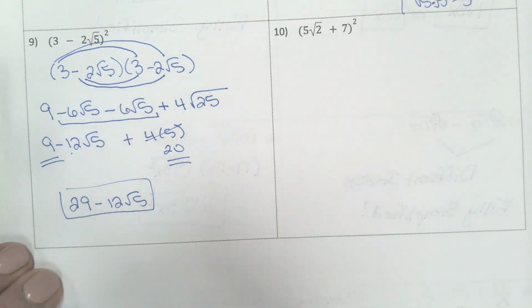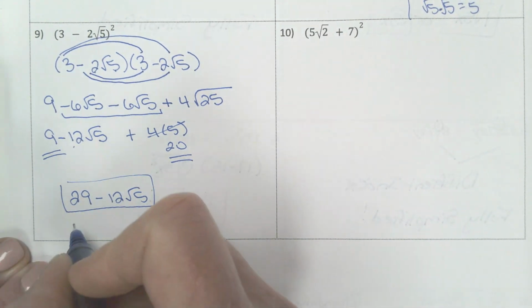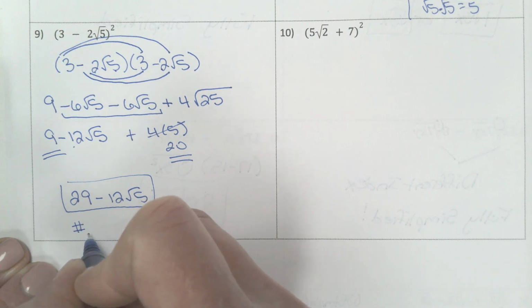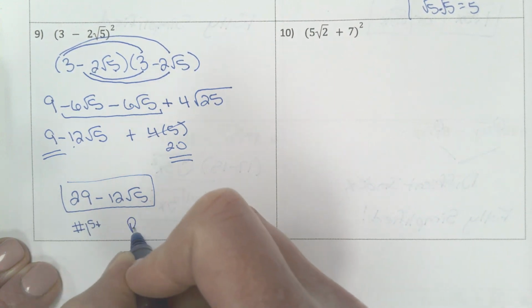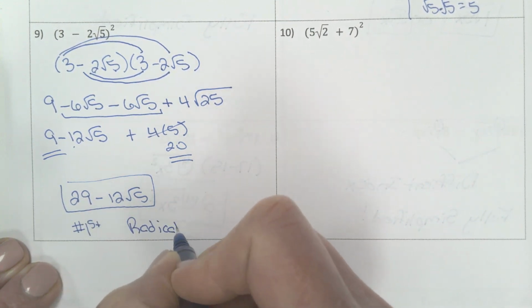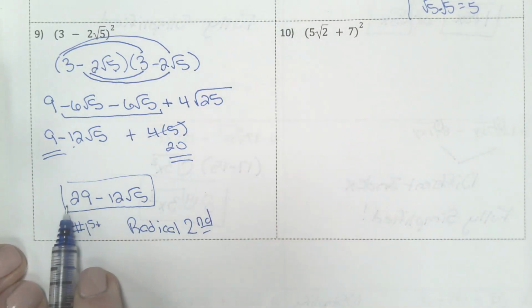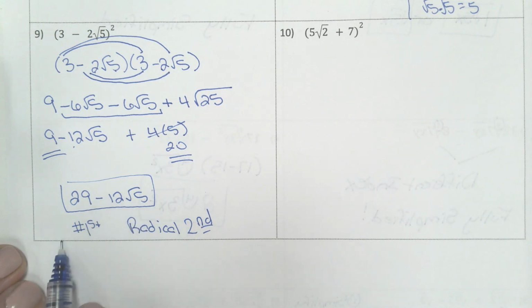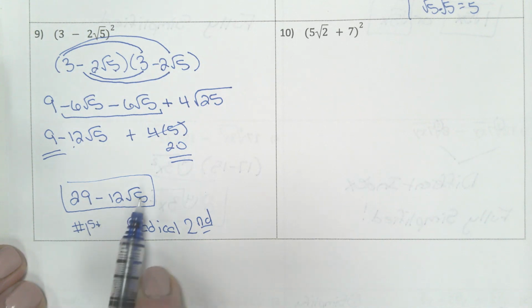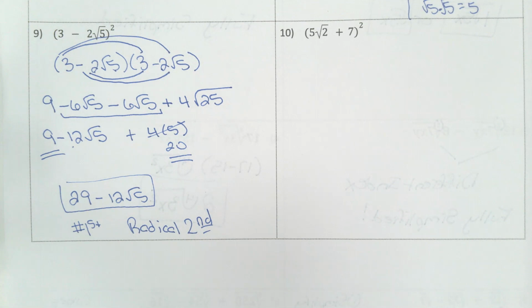So as a normal customary formatting, let's always put the plain old number first, and let's put the radical second. So when you have a plain old number and then a radical term, let's put the plain old number first and the radical second. And I will have the others done for notes.